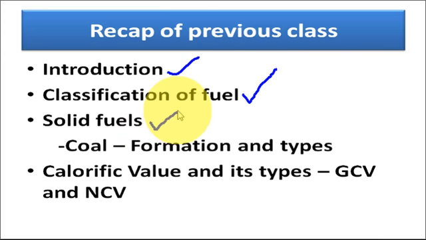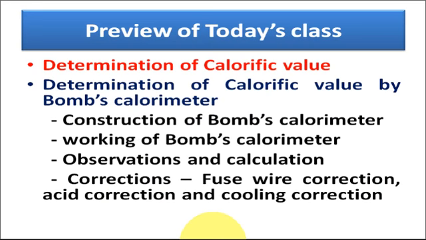In the previous class we started with the solid fuels, coal, and we have already discussed the formation and the types of coal. After that, we started with the calorific value, the definition of the calorific value and the types of calorific value, in which we discussed the GCV, gross calorific value, and the NCV, net calorific value. So that's all about the previous class. Let us begin with today's class.